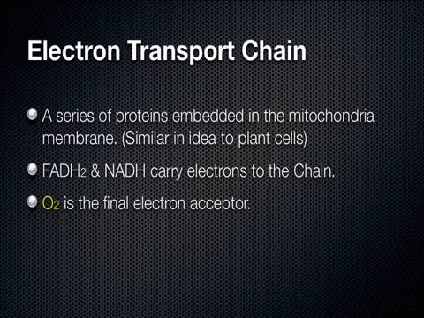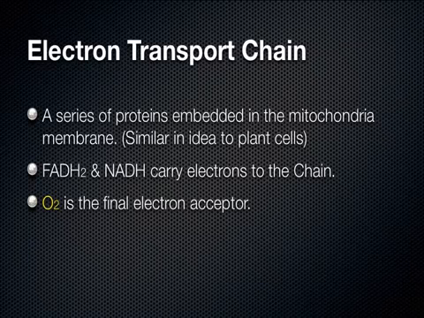Those electrons go down the chain, and it goes to the final electron acceptor, and that is oxygen. So I can almost guarantee you there's going to be a question on the test asking what is the final electron acceptor in the electron transport chain in cellular respiration, and you're going to tell me the final electron acceptor is oxygen.